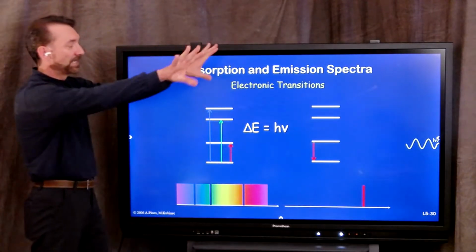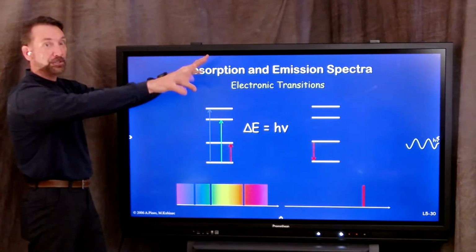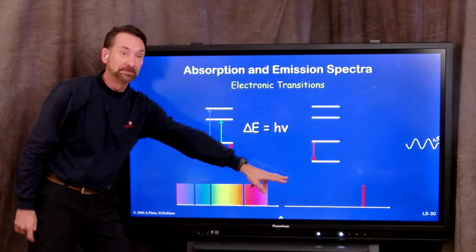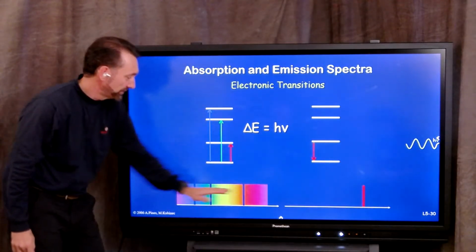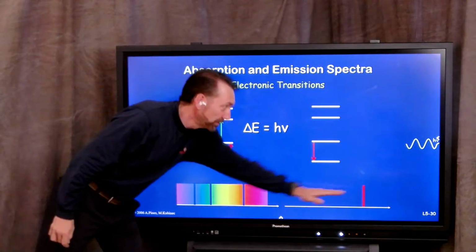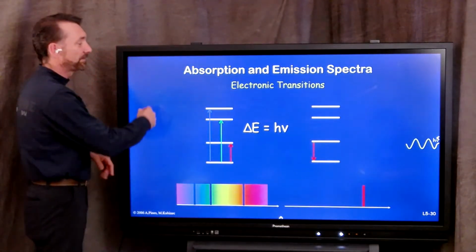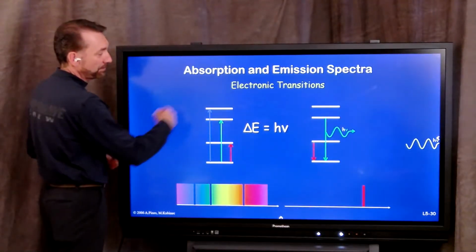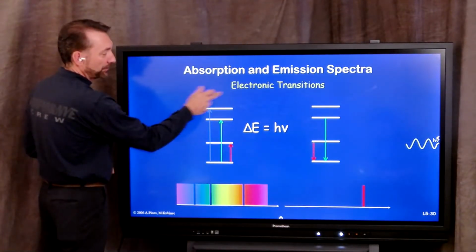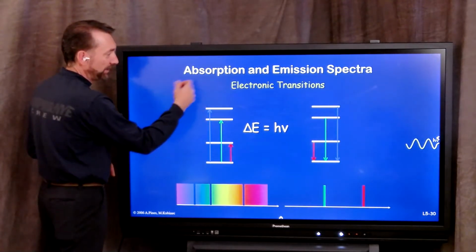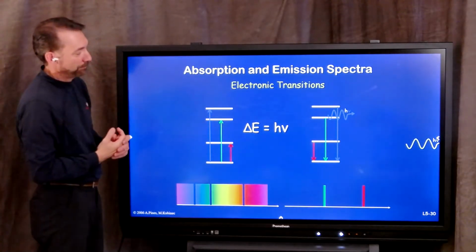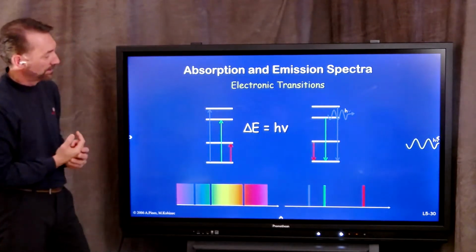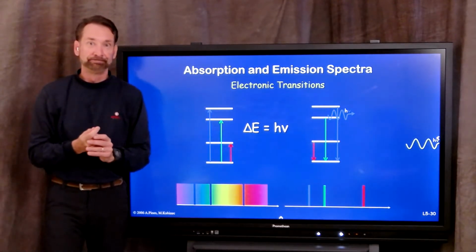You're not putting in energy anymore, you're just observing what's happening. So there's no spectrum. This is absorption. There's no spectrum here. You're just looking at which wavelengths are emitted. And of course, you'd see the green photon being emitted in your line spectrum, and you'd see the same blue photon being emitted in that spectrum.